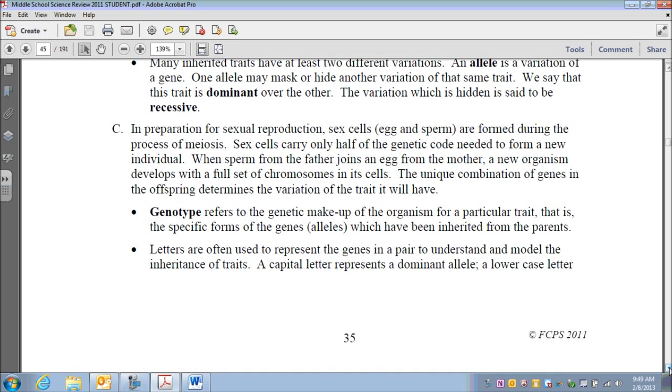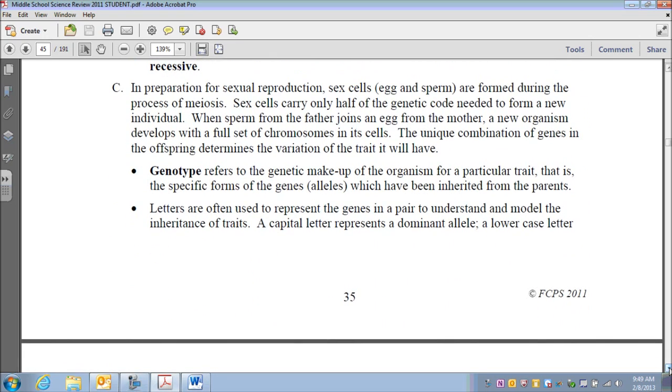Part C. In preparation for sexual reproduction, sex cells, egg and sperm, are formed during the process of meiosis. Sex cells carry only half of the genetic code needed to form a new individual. When sperm from the father joins an egg from the mother, a new organism develops with a full set of chromosomes in its cells. The unique combination of genes in the offspring determines the variation of the trait it will have.